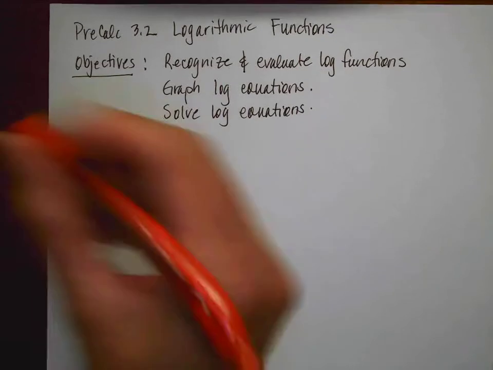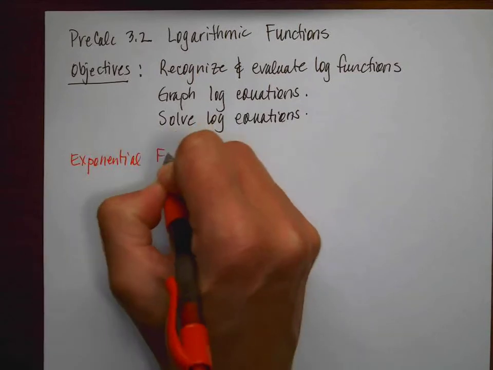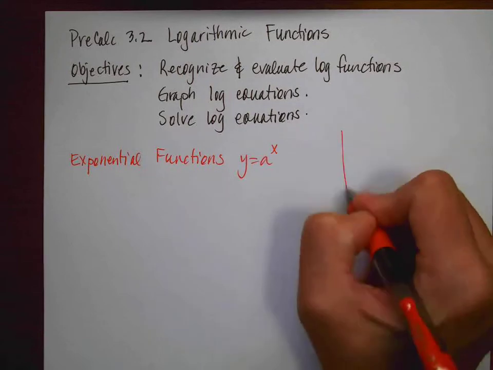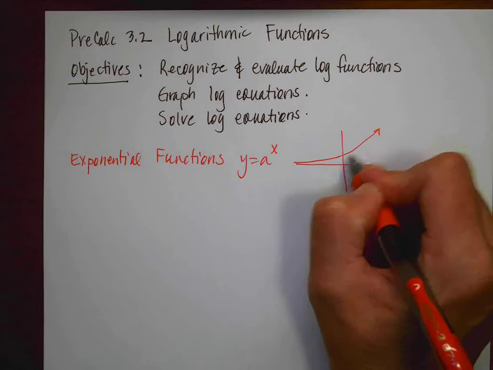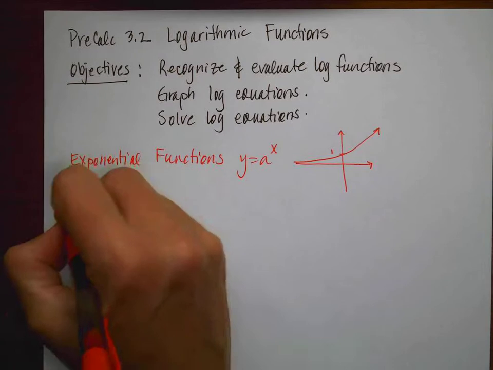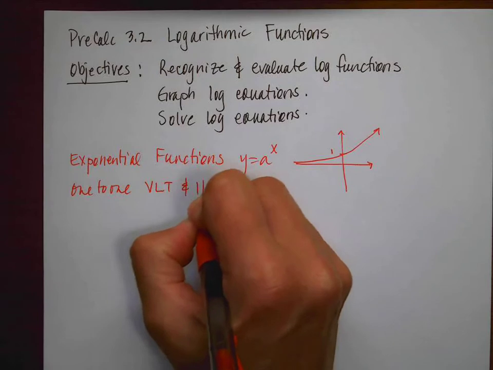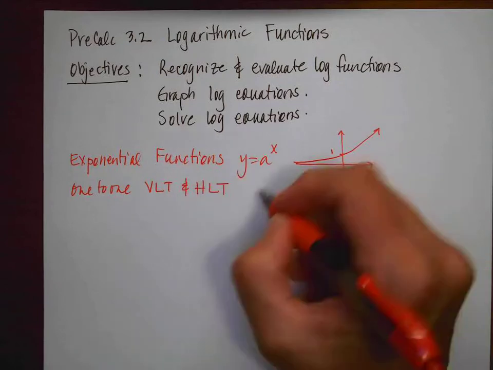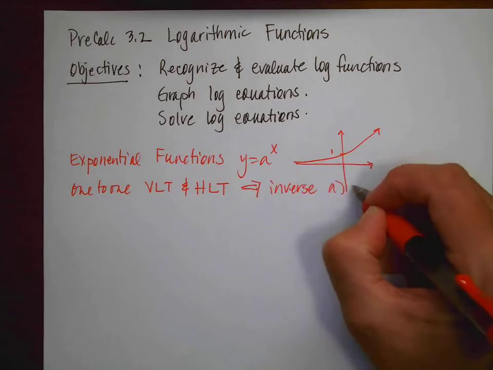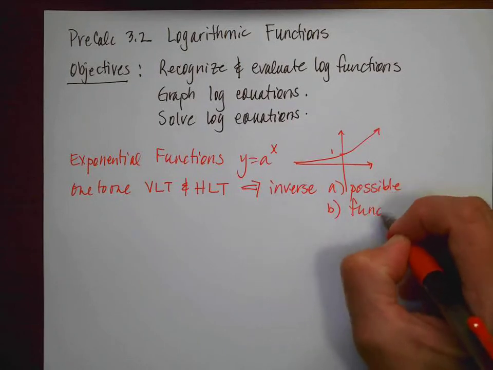So let's go back and talk about our exponential functions first. Those were y is equal to a to the x. Let's talk about just this one for right now. If you'll remember, this function is 1-to-1, which means it passes the vertical line test and the horizontal line test, which means that a, its inverse is possible, and b, the inverse is a function.